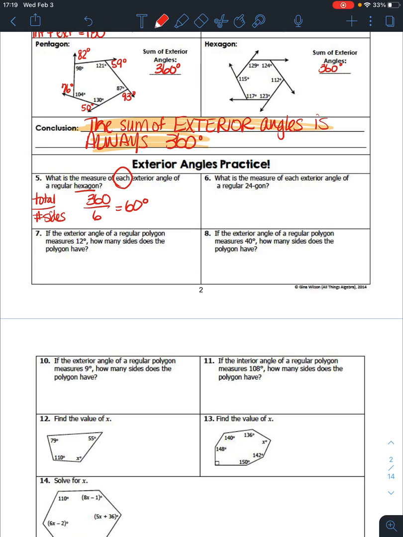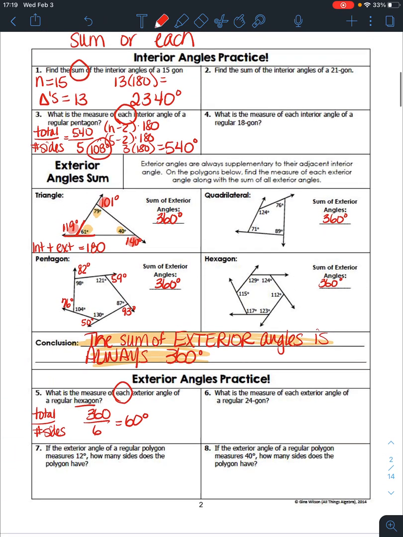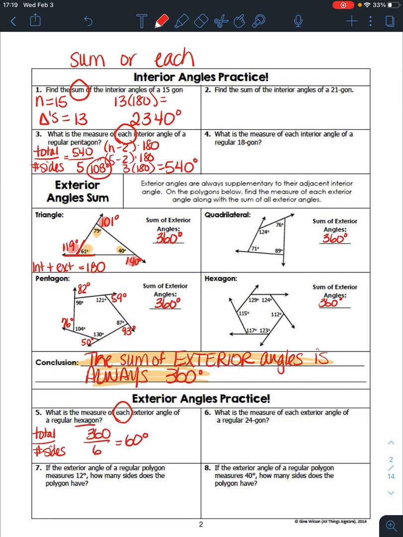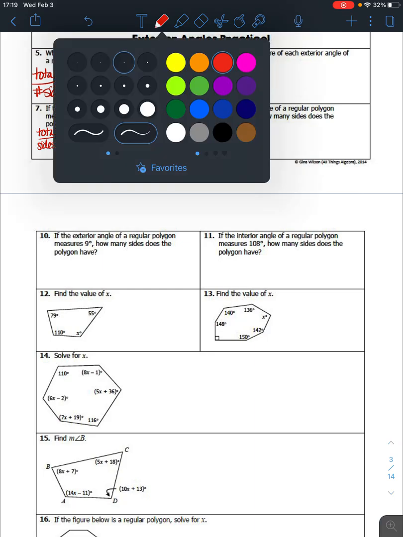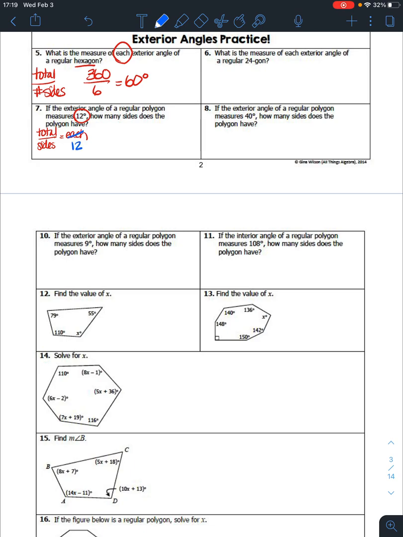Now, this is useful because if you wanted to find the number of sides, doing it using the interior angles is hard because the interior angles always change. But since the exterior angle always stays the same, if I give you an exterior angle of 12, how many sides does it have? Remember, the total divided by the sides gives us each. Well, I know each: 12 degrees. The total is always the same.